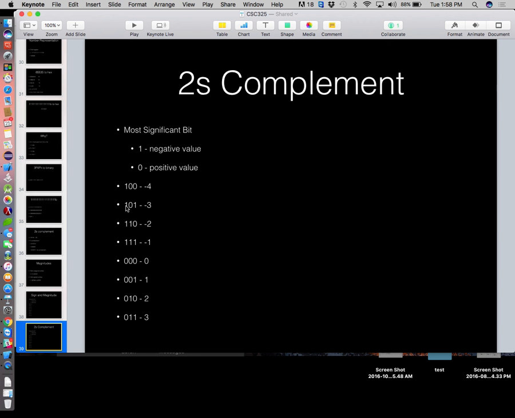Whereas the 2's complement, we have a -4 up to a +3. So that's where we get our extra value on the negative side. But we only have 1 0 represented. Make sense?